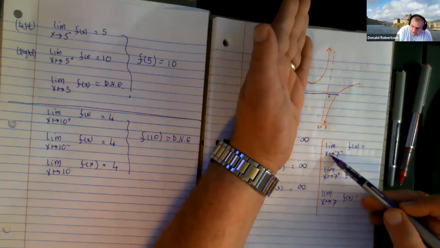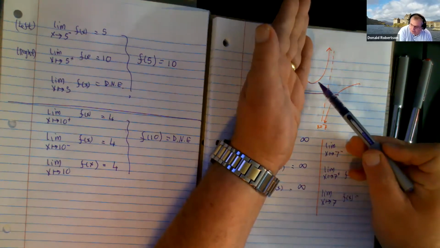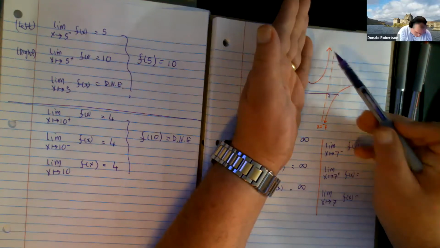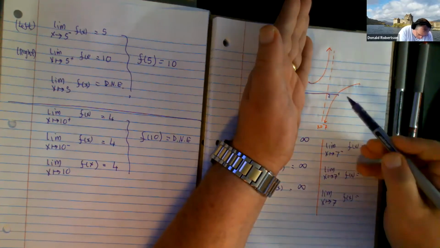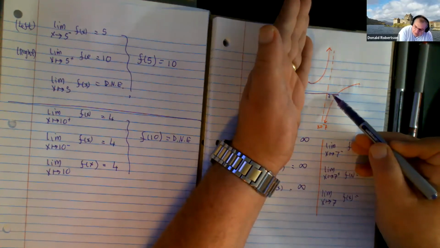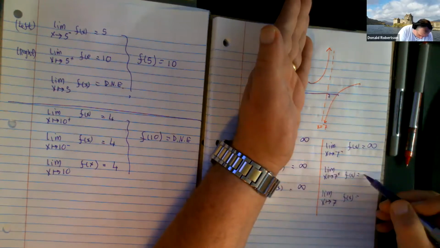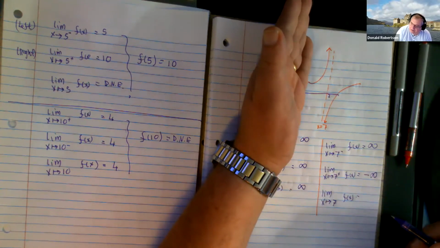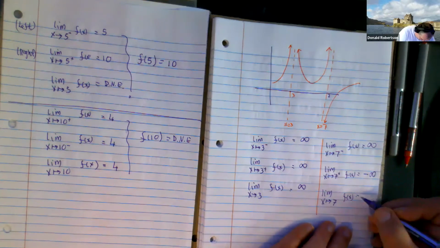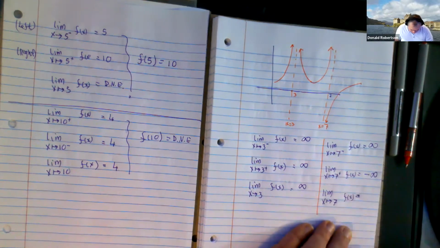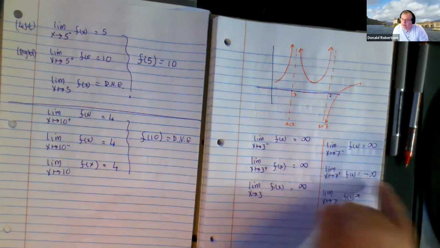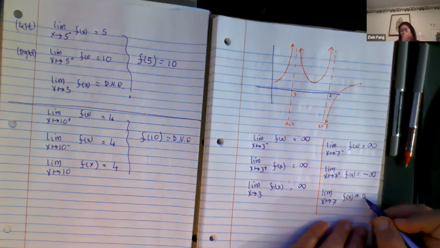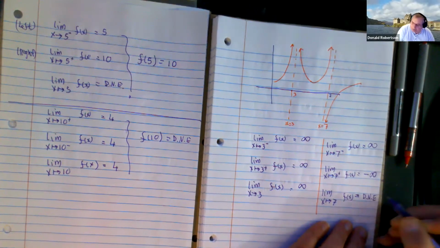The limit as x tends to 7 minus means you're coming in from the small side, from the left. Would you agree this zooms off to infinity as you get closer to 7? If you do it from the right side, coming in from this side, doesn't it go to negative infinity? What will the overall limit be if the left is this and the right is that? Does not exist, right?